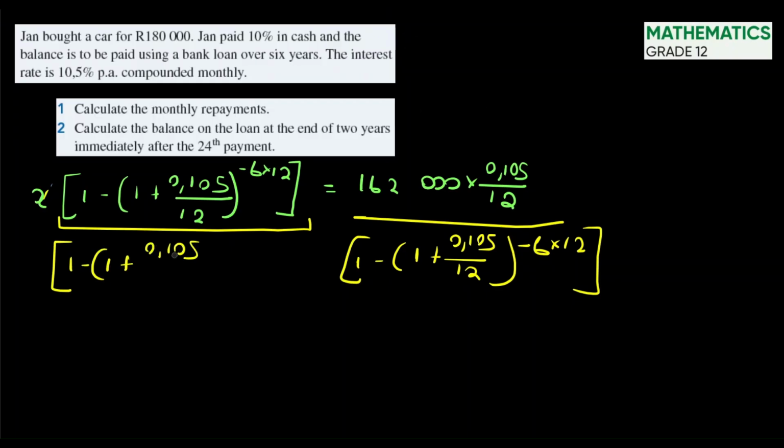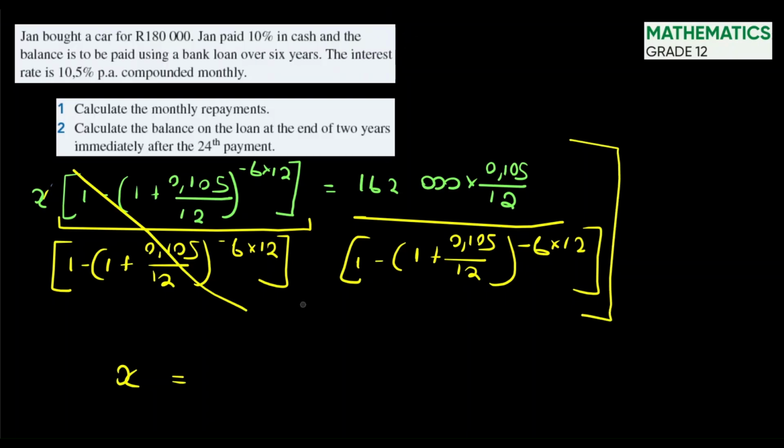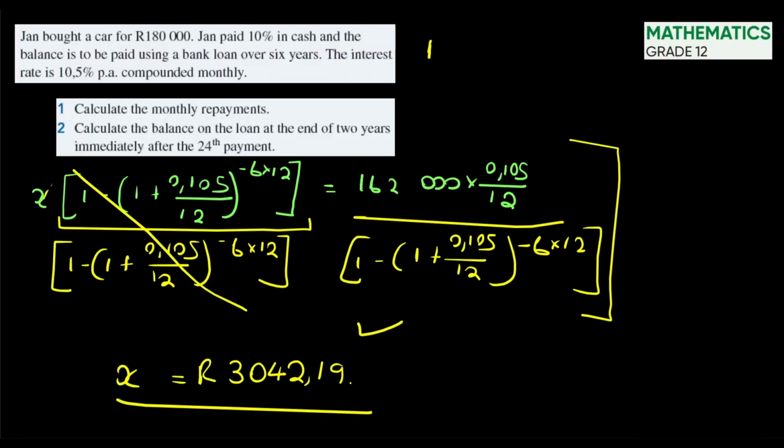This may seem tedious, but it's very important so as to not make silly mistakes that will compromise our marks. So on the left hand side, we'll be left with x, and we can just quickly punch all of that into the calculator and see what our x value becomes. From my calculator, I'm getting 3,042.19, which means 3,042.19 is the monthly repayment. So we have answered the first part of the question. Let me just write this answer over here because we're going to use it in the next question.